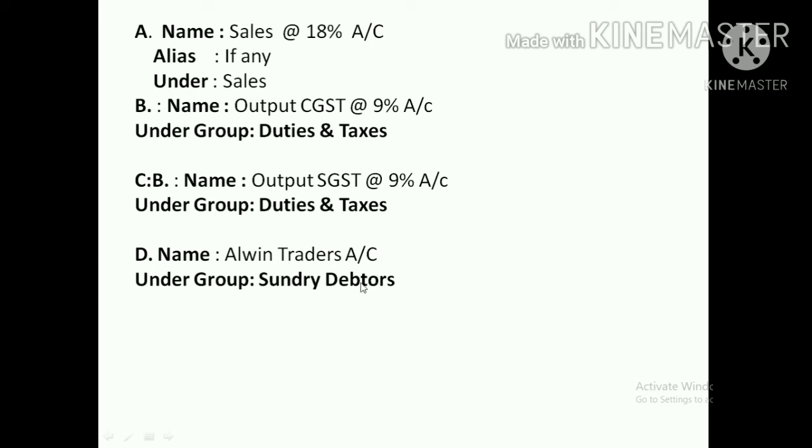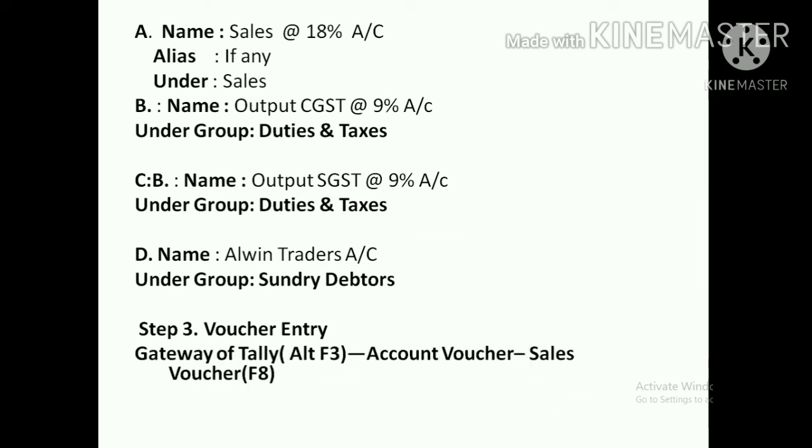So Alvin Traders should come under the primary group of sundry debtors. Then next, which voucher are we going to use here? It is a sales voucher, that is F8. As soon as you get the sales voucher, press F2 to change the date. Then next, go for the entry.